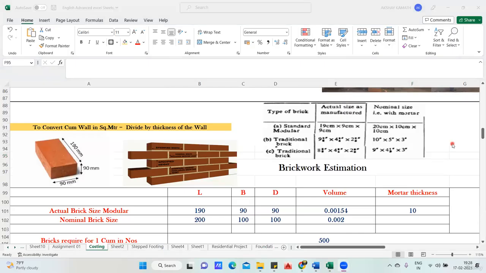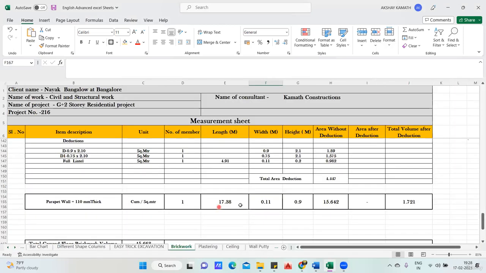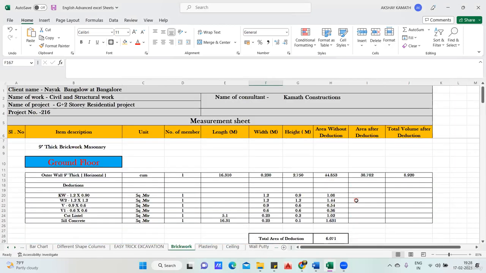In this lecture, we'll see how the brickwork estimation has to be done. If you remember, we had taken out the total brick required, I mean the brick in cubic meter estimation we had done, isn't it? If I go back to the brickwork part, you can see all these are the brickwork quantities we have taken, like 8.920 cubic meter.